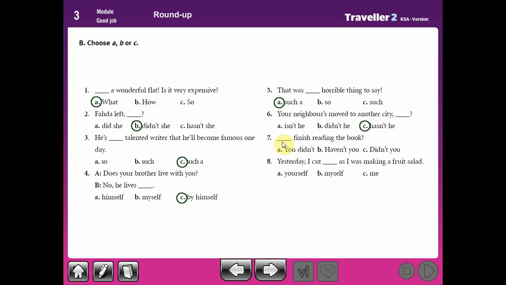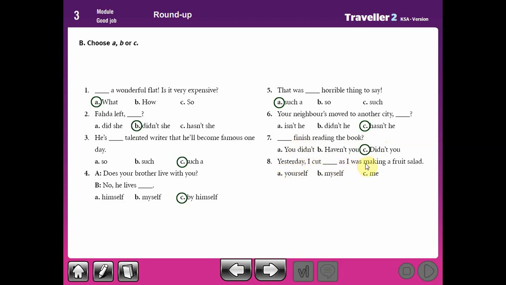So hasn't he. Finish reading the book. You didn't, haven't you, did you? So which one is right here? Finish reading the book. So didn't you. We start our question with a negative. So didn't you finish, right? Because we have here verb 1, so we use didn't. We can't use haven't you. We need here finished. You didn't finish reading the book, and we have a question mark here. It's not logical, right? Because this is a clause, not a question. So we say didn't you, because it's a question, and we have verb 1 here.